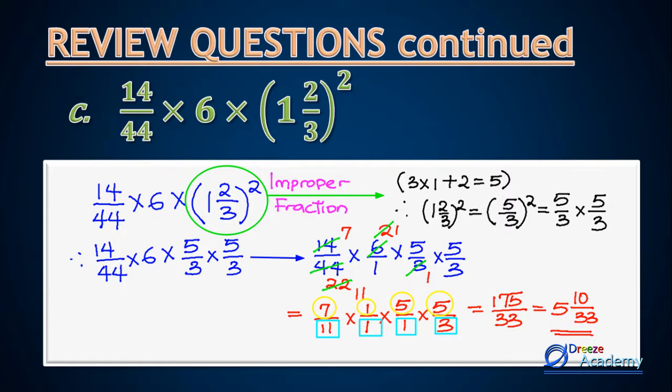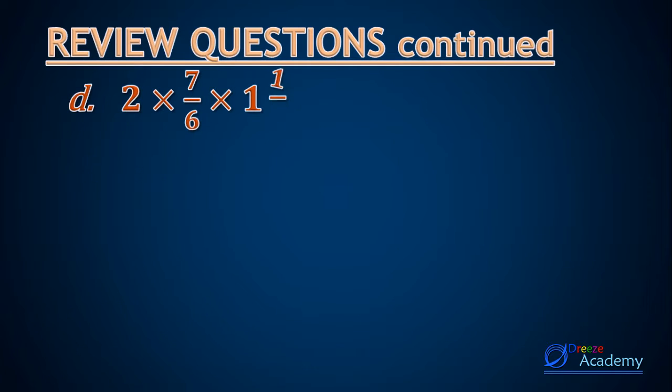That's great! The next problem is very easy to solve. The only difference is we add a pi. Now let's start. D, 2 times 7 over 6 times 1 whole number 1 over 3 times pi over 2.